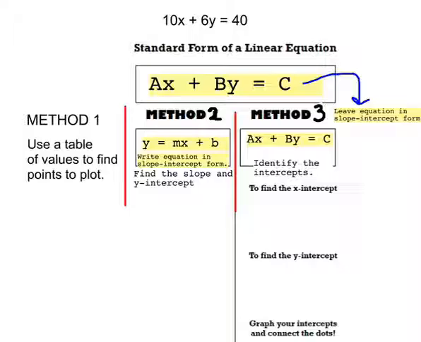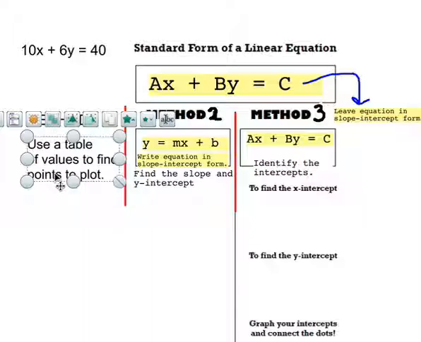Now I'm switching to the second example to graph it. So the equation I copied right here, you're going to do the same. Here it is: 10x plus 6y equals 40. My point for using this equation is because we had to write the equation, and now the equation is in standard form. So I'm going to show you how to graph an equation in standard form. The first method we used a table of values to find points to plot. We're going to skip that.